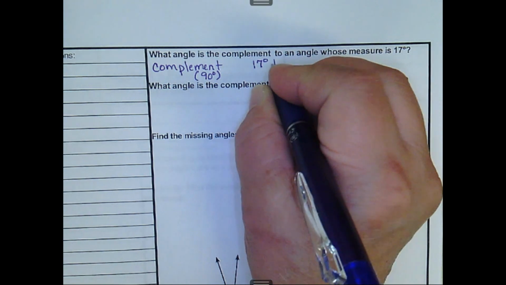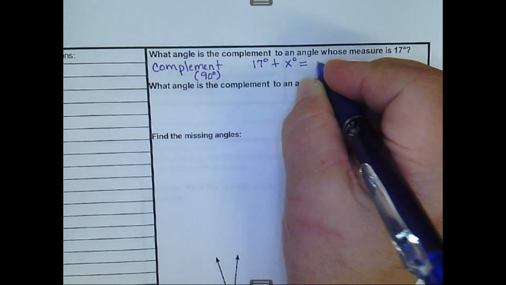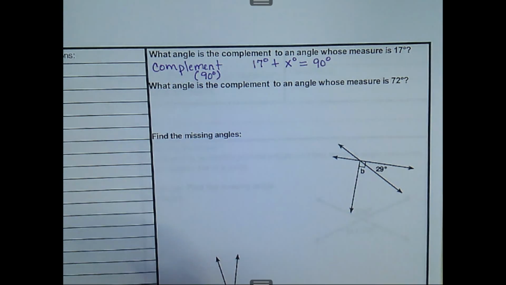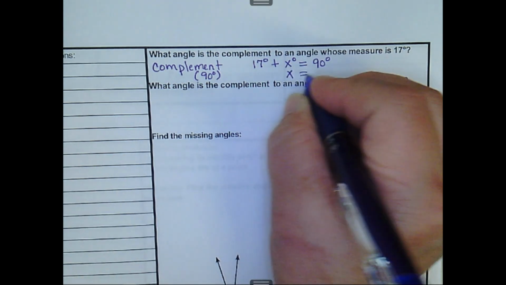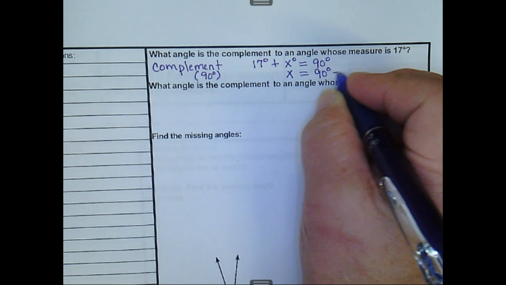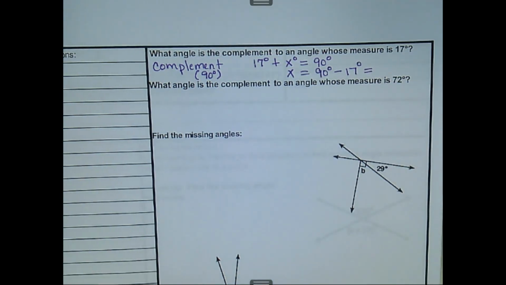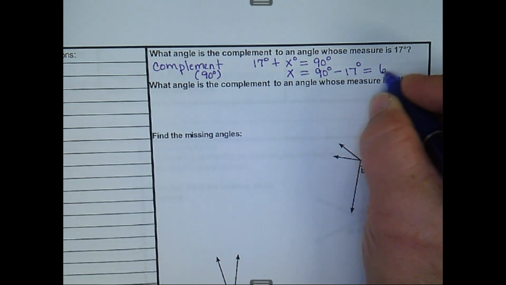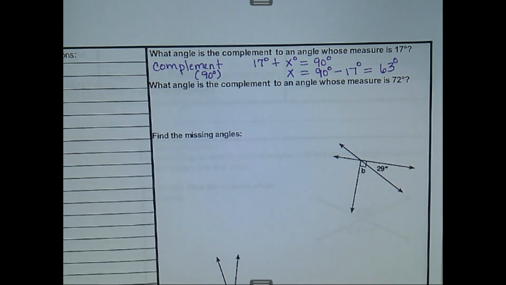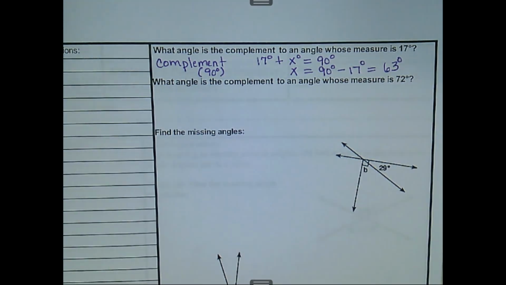17 degrees plus x degrees is equal to 90 degrees. X is equal to 90 degrees minus 17 degrees, which is equal to what? 63 degrees. Okay, we did 2 with the supplement. You've got 2 with the complement. Can you pause the video and find the complement of the angle whose measure is 72. You set it up the same way as we did the last one, only with different numbers.